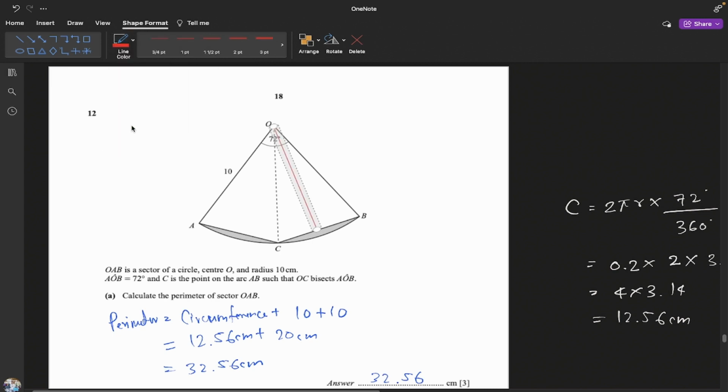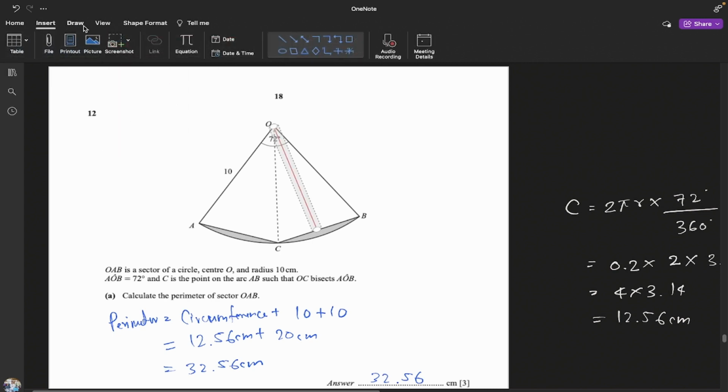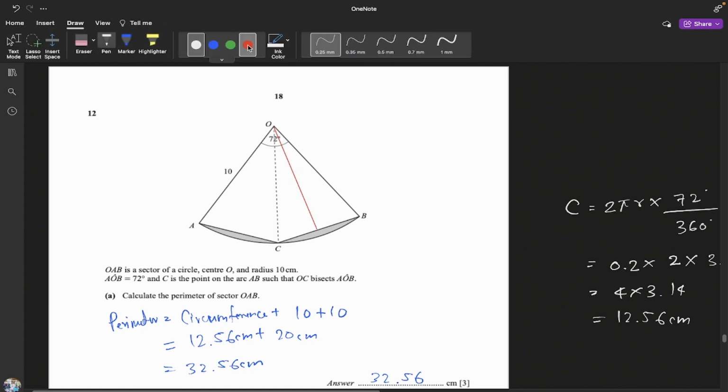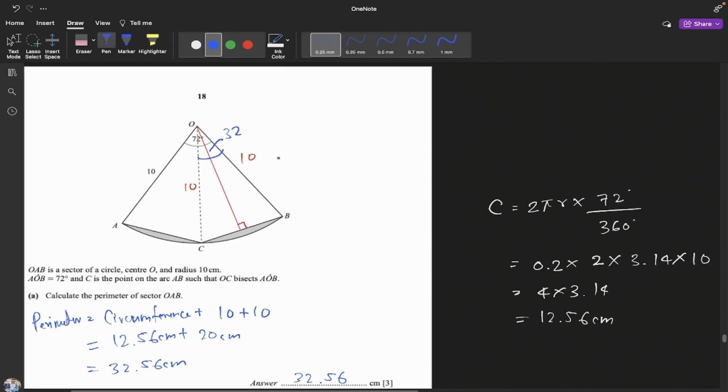A perpendicular line. Okay, this is also 10 centimeters and this is also 10. Let's forget the units for now. And this angle is 36. You know, the sum of interior angles of a triangle is 180.